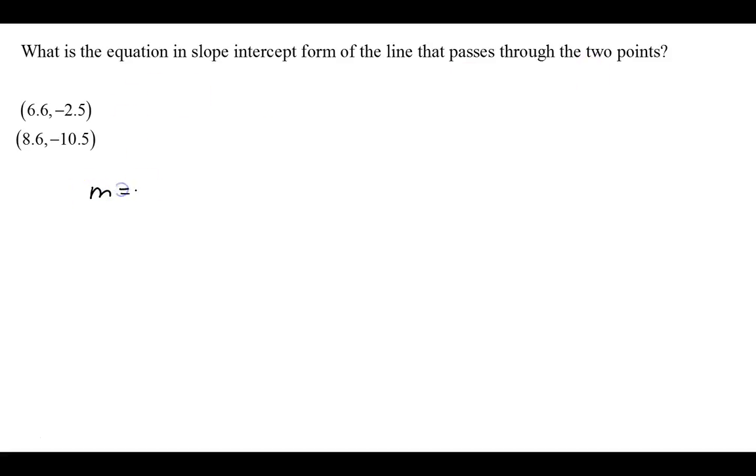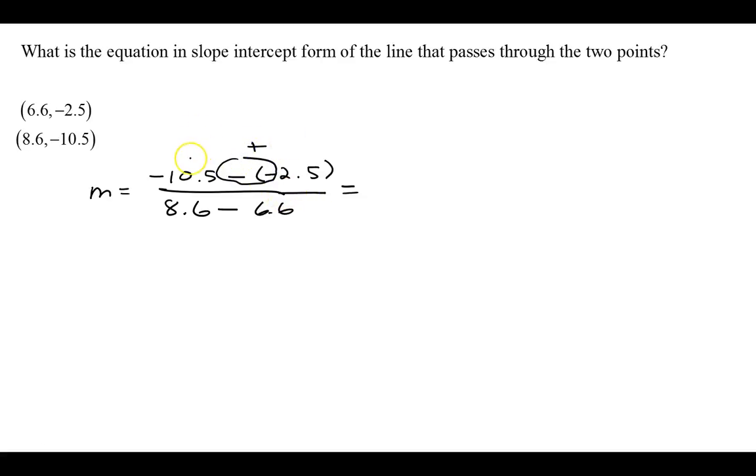So we go again, subtract the y's in the numerator. Careful, it's a double negative here for the y's. And subtract the x's in the denominator. So what we get out is that this double negative is going to be a plus, and we have a negative 10.5, and we're going to add on a 2.5. That's going to be a negative 8. In the denominator, we get a 2, and that reduces to be a negative 4. Your slope is negative 4.